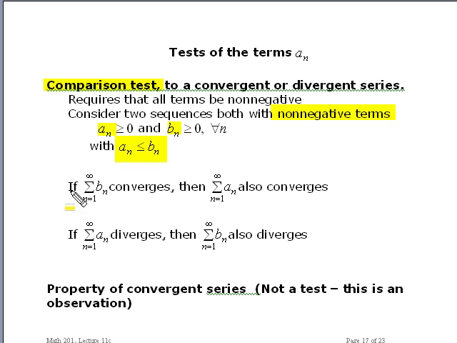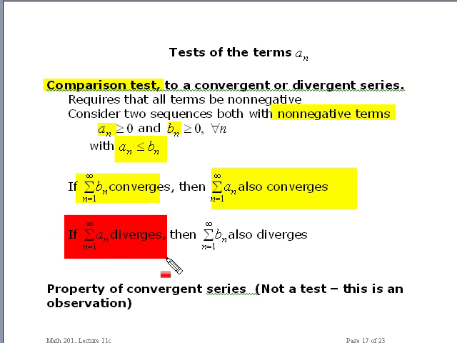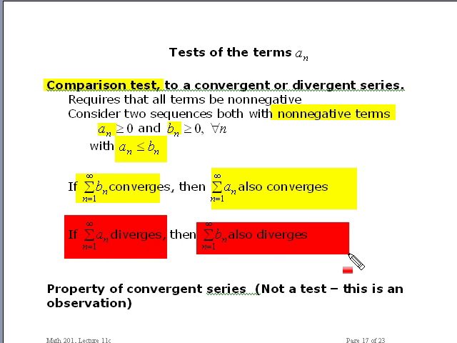Now we have this result here. If the bigger one, b_n, converges, then a_n also converges. So if the larger one converges, it sort of drives the smaller one to convergence as well. On the other hand, if the smaller one diverges, then the larger one has no choice but to be divergent as well. So this is your comparison test. If you can find another series in which all the terms are greater than your series and that bigger one converges, then you know that your series converges as well.